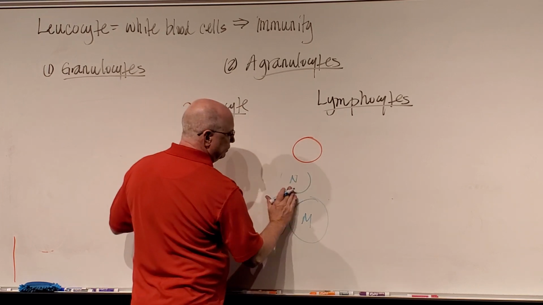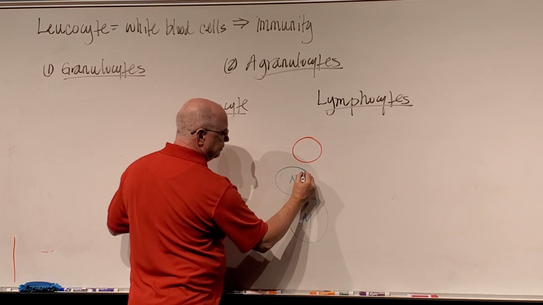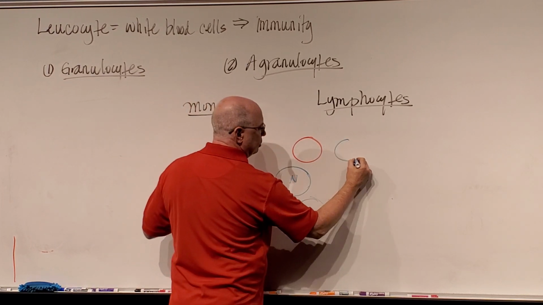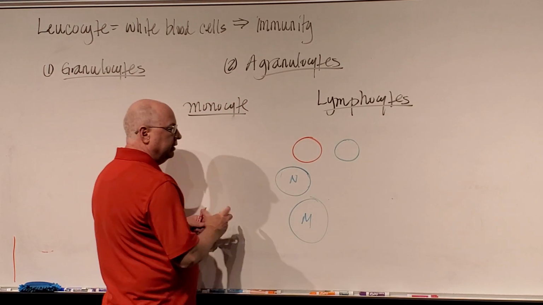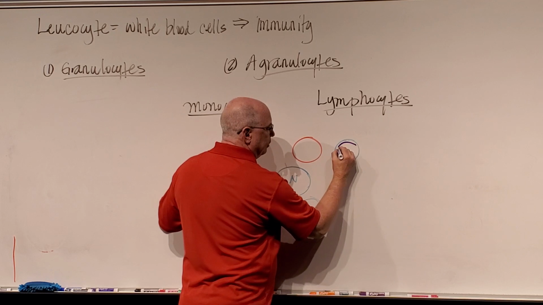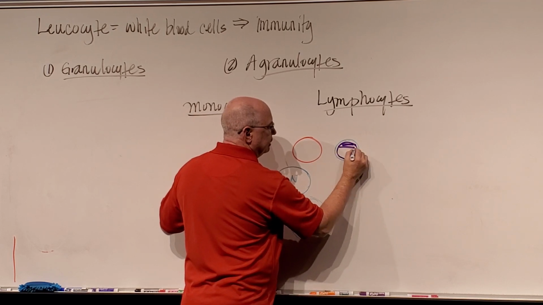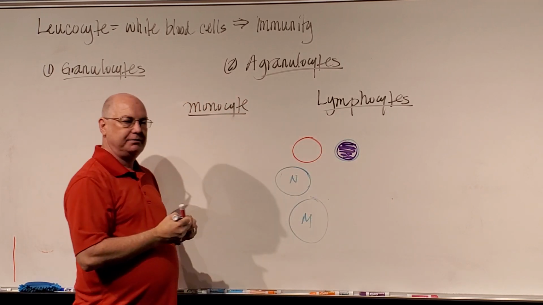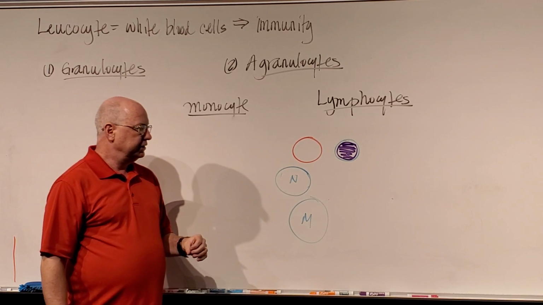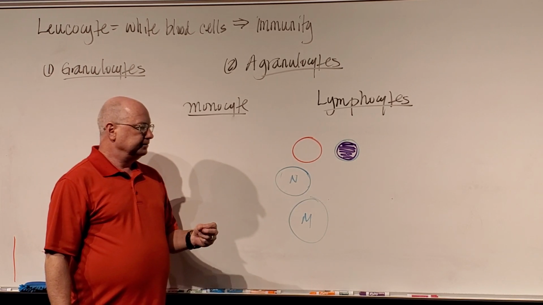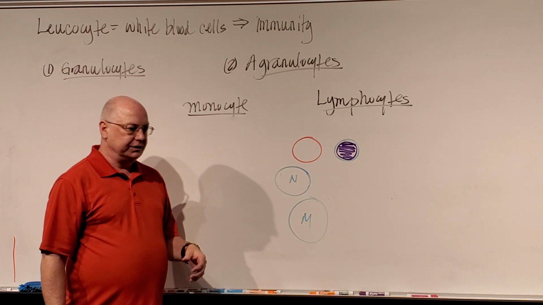The neutrophil actually would be a little bit bigger than the red blood cell. Lymphocytes are about the size of the red blood cell, only smaller, and they're almost entirely nucleus. It's like a giant nucleus with just a little bit of cytoplasm. So lymphocytes are the smallest of the white blood cells, and they are almost entirely nucleus.